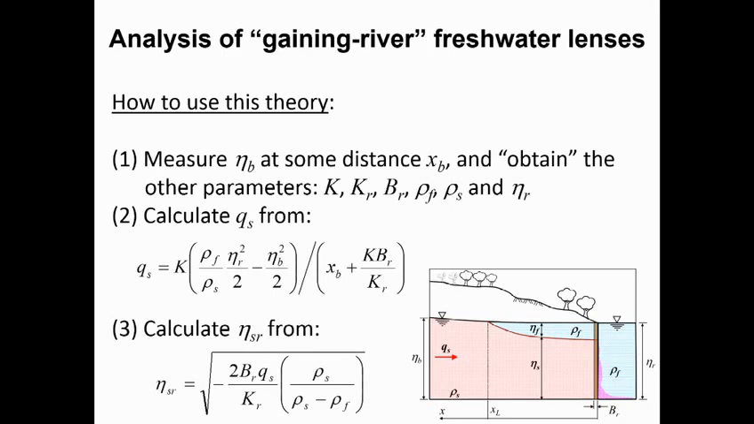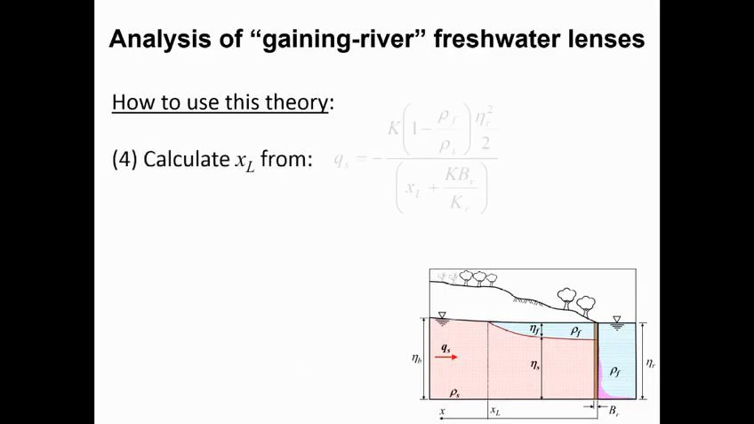And once you have the thickness of salt water up against the river, assuming the freshwater lens has about the same water level as the river, you can get the thickness of the freshwater lens. Once you've got QS, which you calculate from the other equations, you can also work out XL by inverting that equation, which means then you can have this freshwater lens thickness.